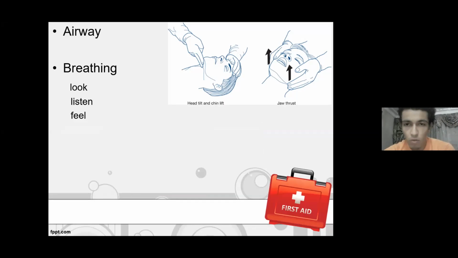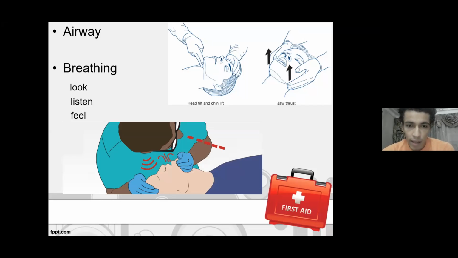The other method we use during the airway step, as you see in the picture, is the head tilt, chin lift method, and also listening by his mouth with my ear to the air coming out, to make sure that there's breathing, air coming in or out.